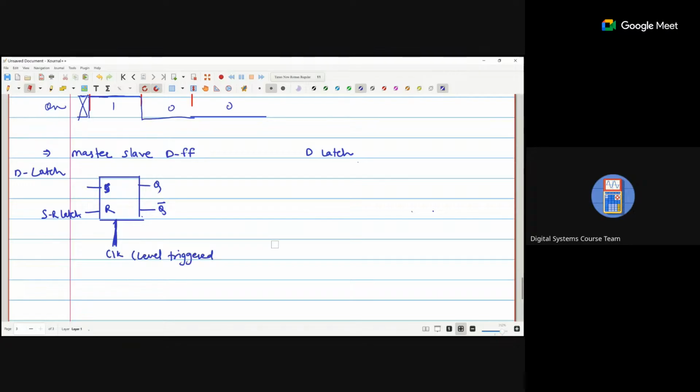So this is the D latch. Now if we draw the timing diagram for the D latch, we have a clock pulse. This is my clock pulse. This is the rising edge, this is the falling edge, positive level and negative level. Now my D data will be moved like that.